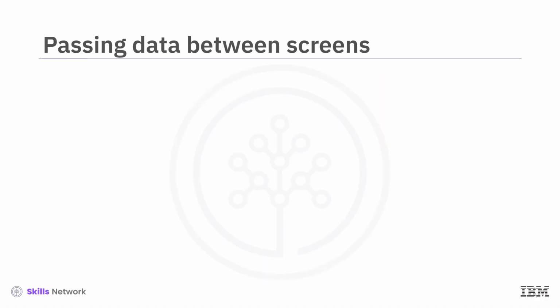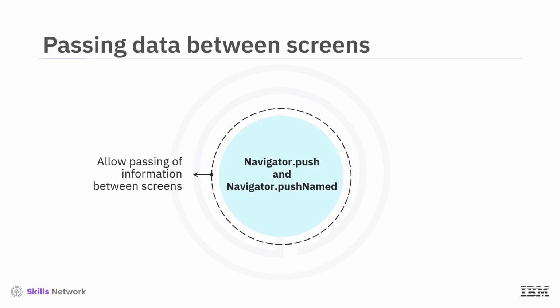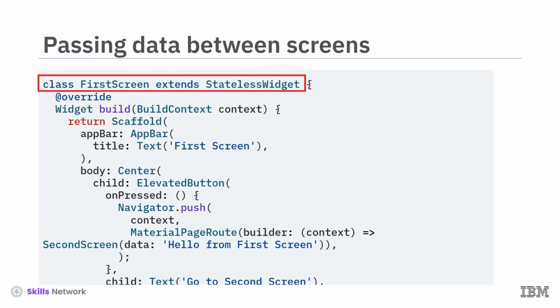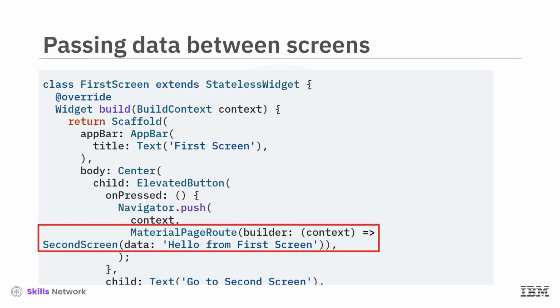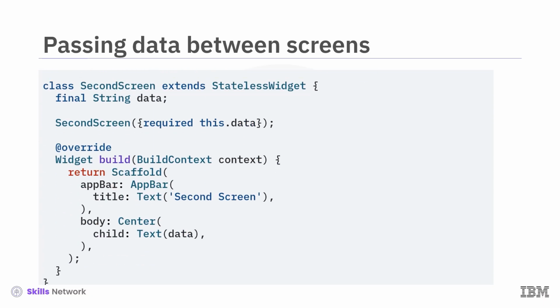You'll often need to transfer data between screens. Navigator.push and Navigator.pushNamed allow you to pass information to the screen of your choice, enabling dynamic and real-time interactions within your app. This code takes you through data transfer using Navigator.push. Here, the first screen class passes a data string named "hello from first screen" to the second screen. The second screen class has a constructor that accepts the string from the first screen and displays it.